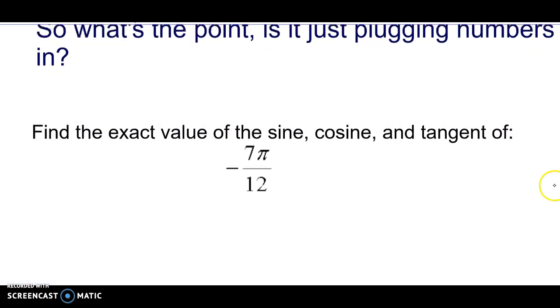Here, let's see why this could be important. So I have negative 7 pi over 12. It says find the exact value of the sine, cosine, and tangent of this. So here's an example where the sum or difference identity will be useful, instead of just plugging in numbers. So how could we find this exact value of something like this? First and foremost, note that you have options, right? Because there's a bunch of ways that we could find a sum that equals this or a difference that equals this.